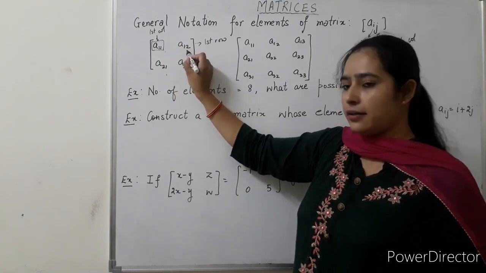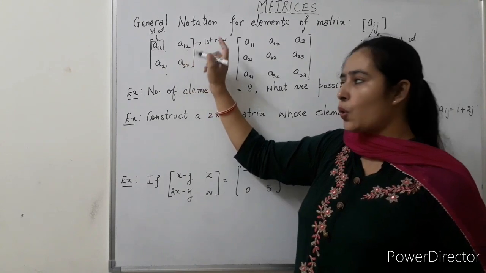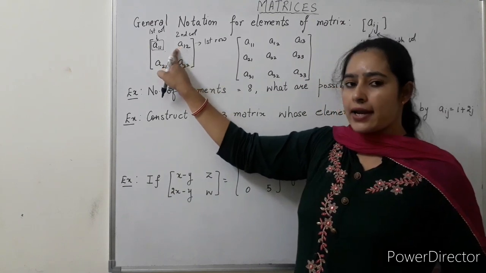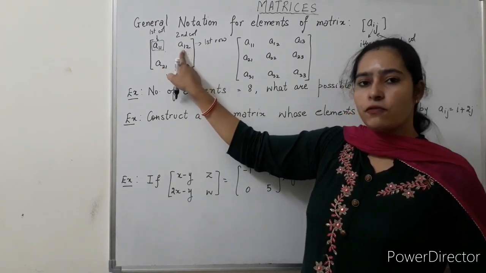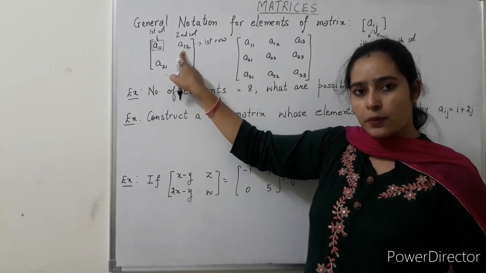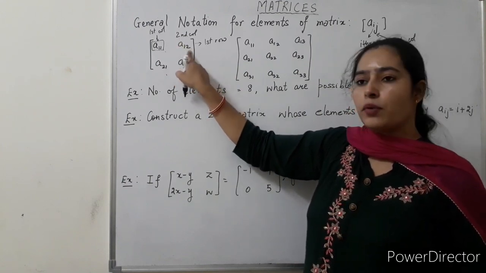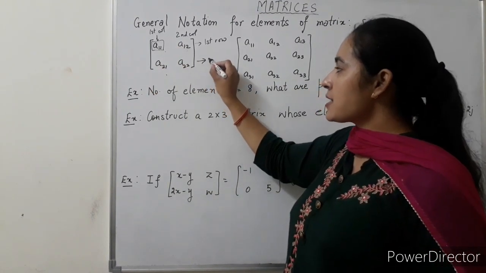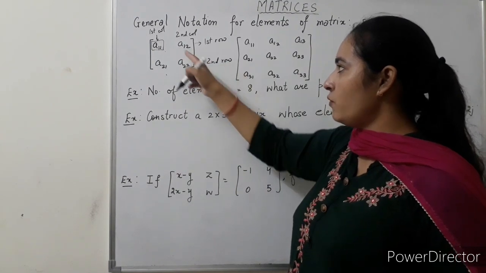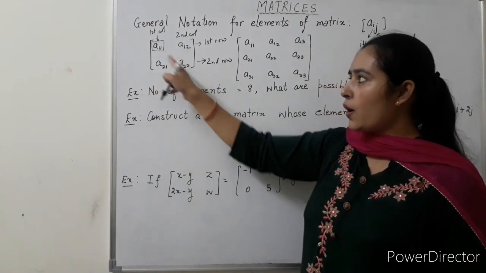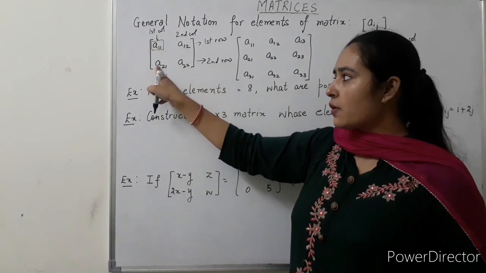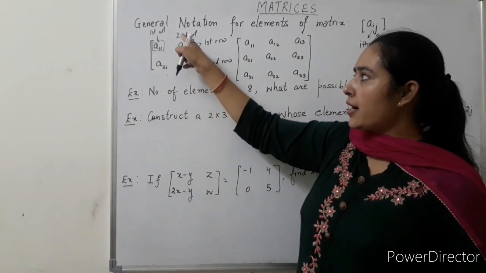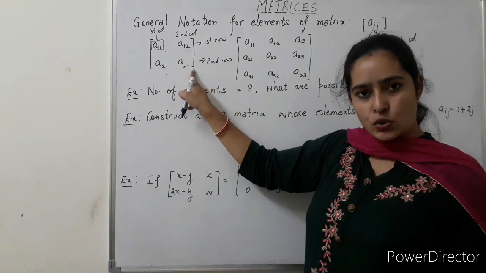Now similarly here this element is in first row and second column. So we will write A12 because it is in first row. First suffix shows the row number and second suffix shows the column number. Next one is A21. Why? Because this is second row. Now we have arrived at second row. This is second row and first column. So we shall write A21. This element is in second row and second column. So we shall write A22.